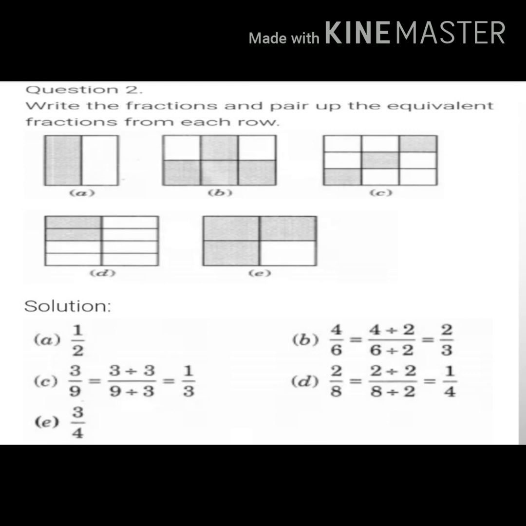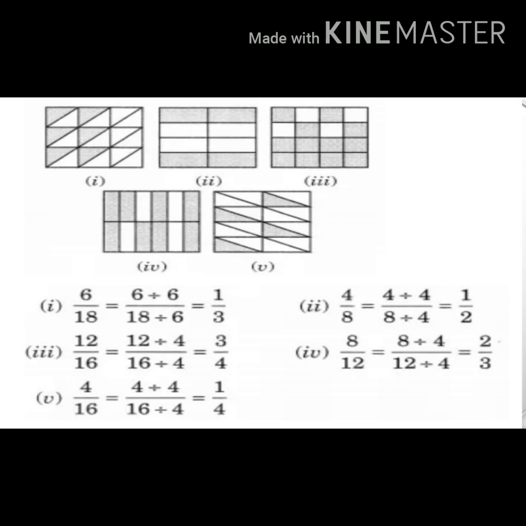D part. The figure is divided into 8 equal parts and 2 parts are shaded, and after simplification, we will get 1 upon 4. E part. The figure is divided into 4 equal parts and 3 parts are shaded, and the answer will be 3 upon 4, and it is in simplest form. Now let's solve the second row.